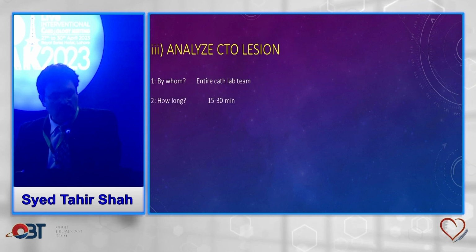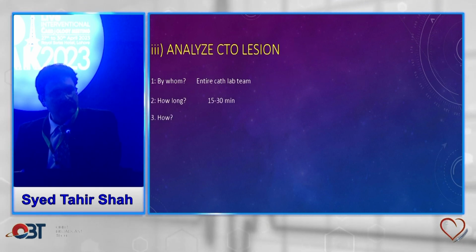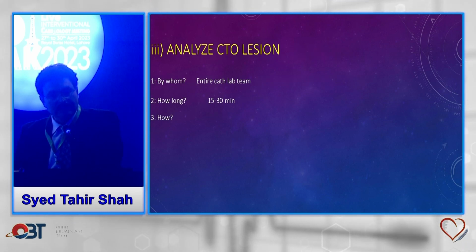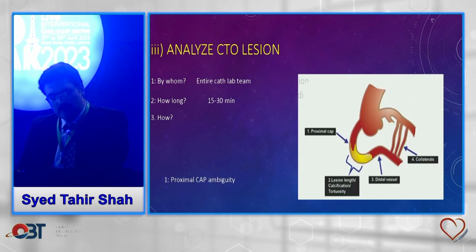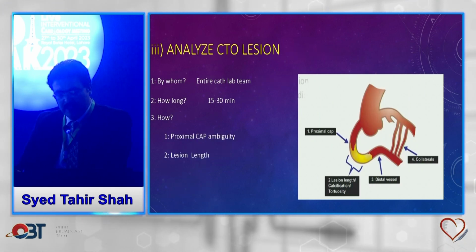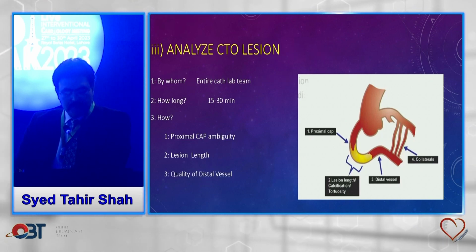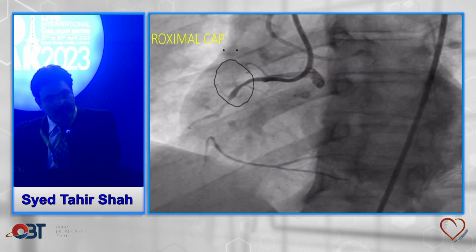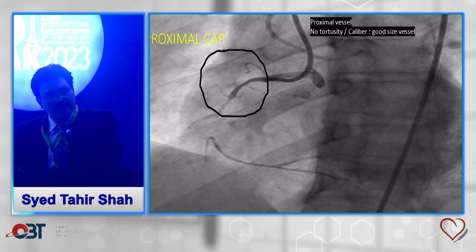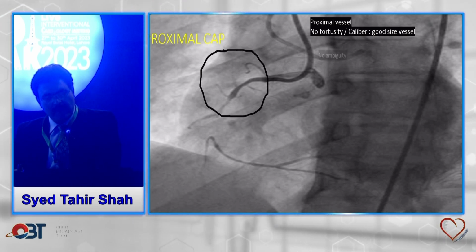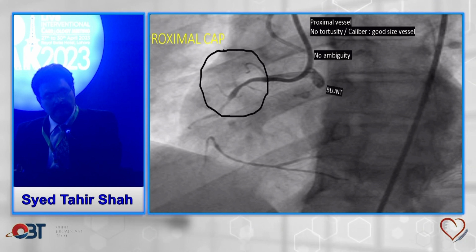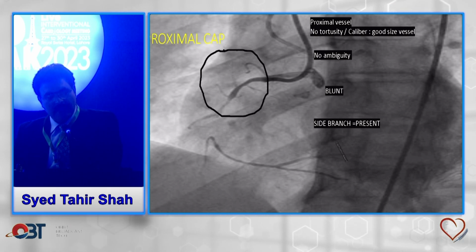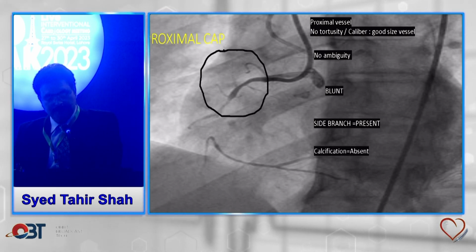Now analyze the CTO lesion itself, in which the entire cath lab team should be involved, the process of studying the CTO. How long? 15 to 30 minutes. And how? It will be proximal cap ambiguity you have to decide, the lesion length should be decided, then the quality of the distal vessel, and then the collaterals. In my case, proximal cap: no tortuosity, good size vessel, no ambiguity of the cap, it's blunt, difficult to cross, side branch is present, again difficulty arises, and there's no calcification.